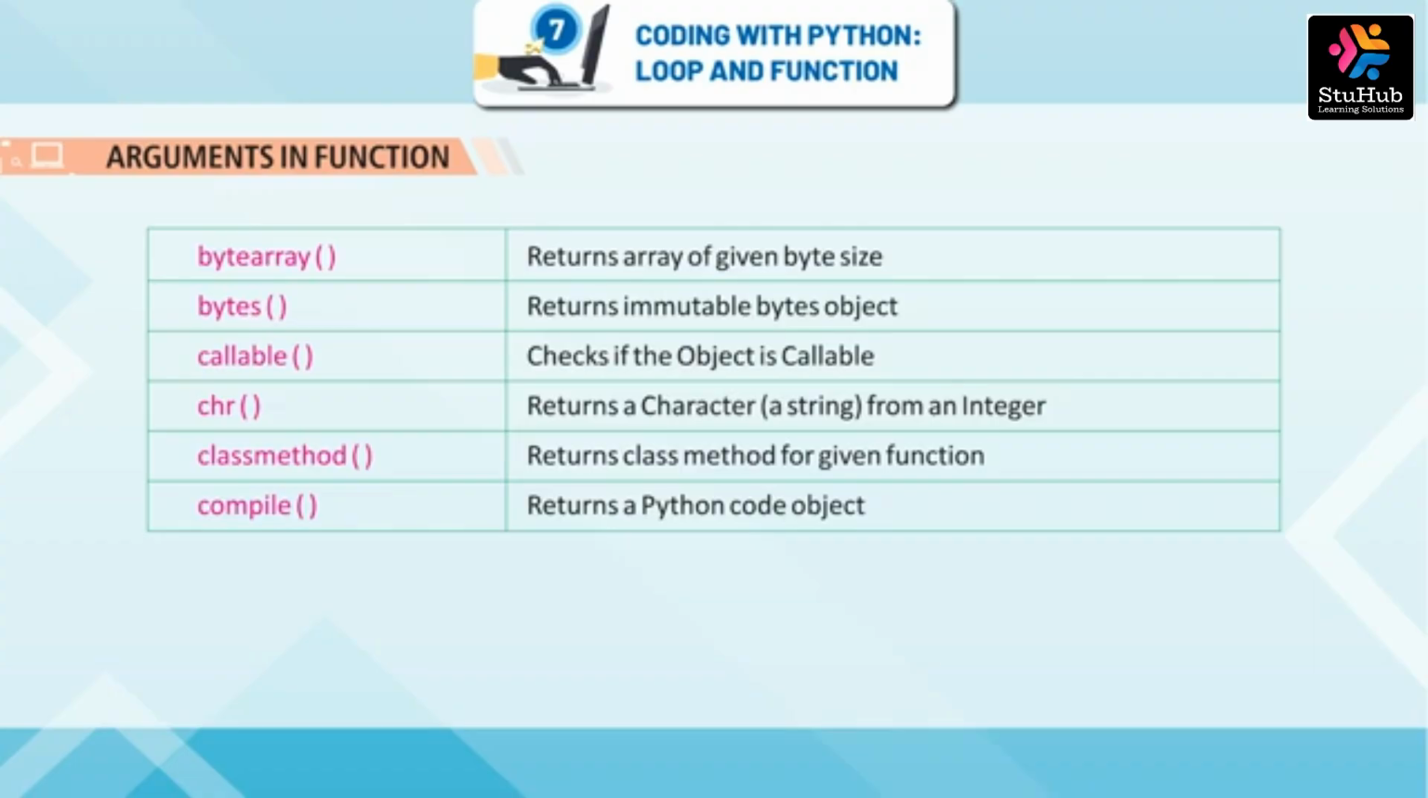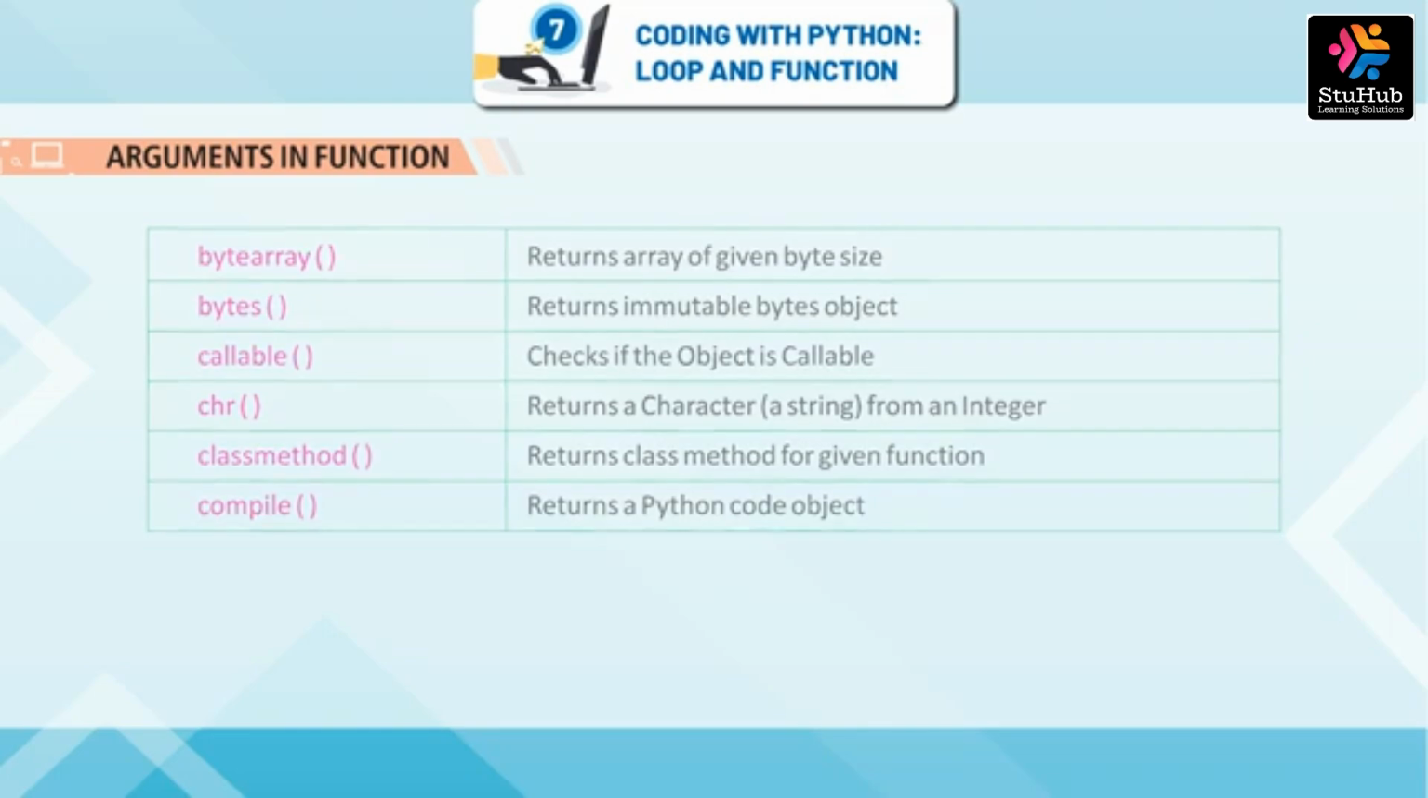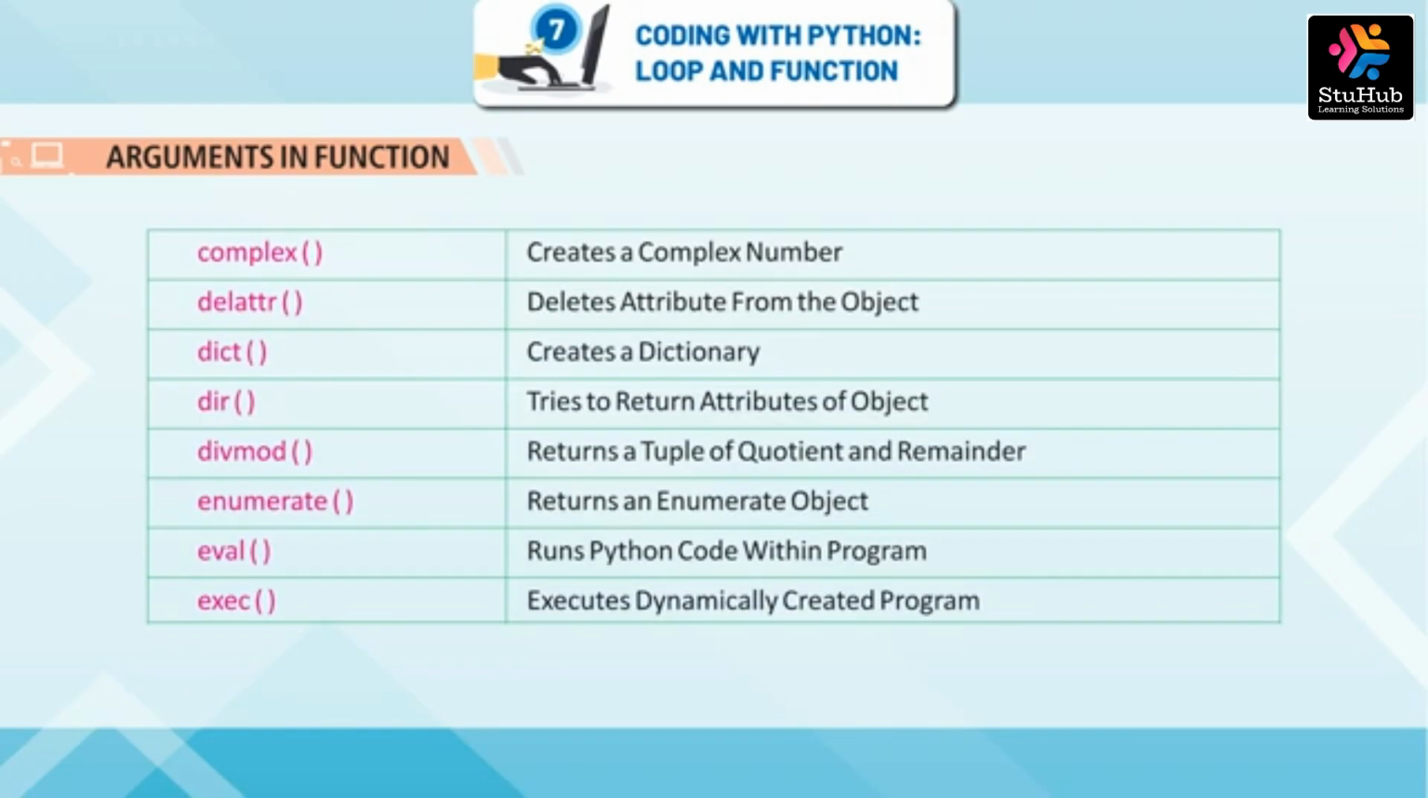classmethod returns a class method for a given function. compile returns a Python code object. complex creates a complex number. delattr deletes an attribute from the object. dict creates a dictionary. dir tries to return the attributes of an object. divmod returns a tuple of quotient and remainder. enumerate returns an enumerate object.